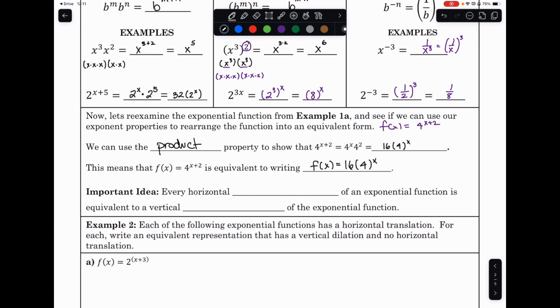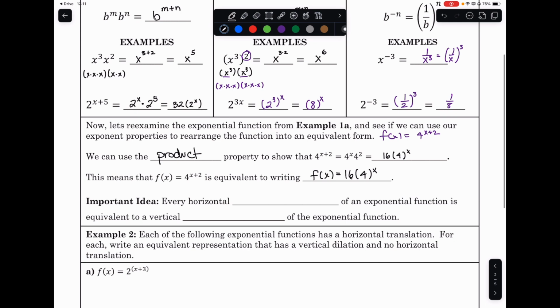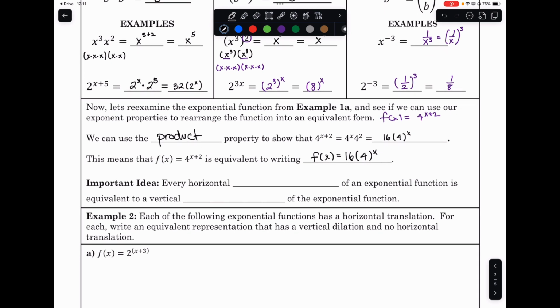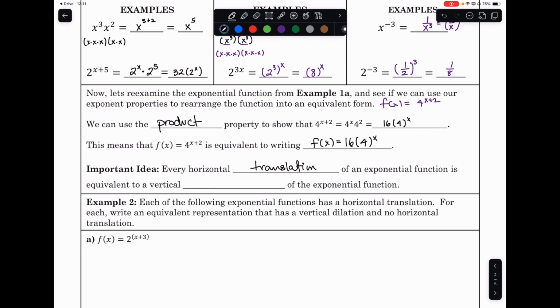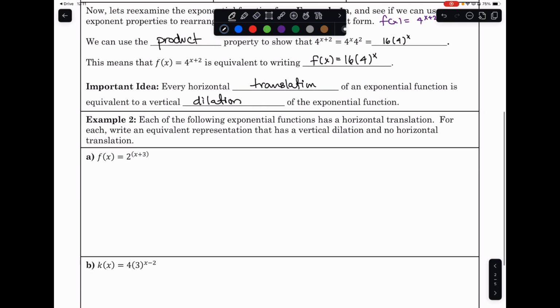Now, if you notice on the previous examples, not just this one, every horizontal translation of an exponential function is equivalent to a vertical dilation of that same exponential function. So we go from sliding things left and right to being able to write a function as a vertical dilation, as a vertical stretch or shrink of that exact same function. So let's practice some more problems using this rule right here.